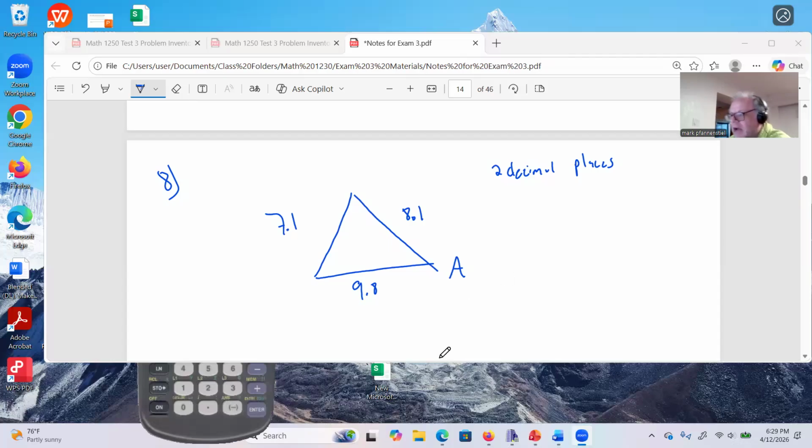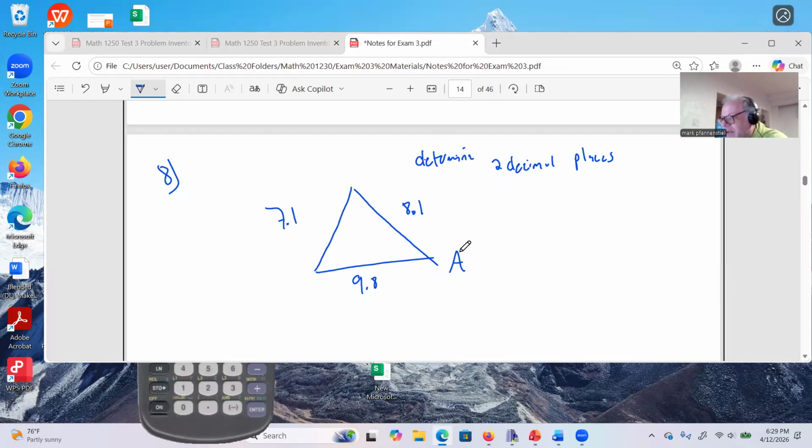Okay, welcome back to trigonometry. Let's see here. On this problem, we are to determine angle A to two decimal places. It says to the 100th of a degree. So we're going to make sure that we're in degrees, and we'll go ahead and figure it out from here.